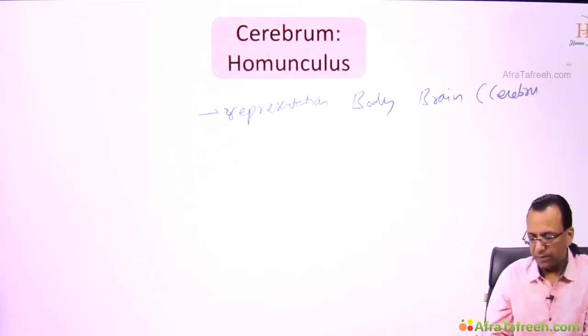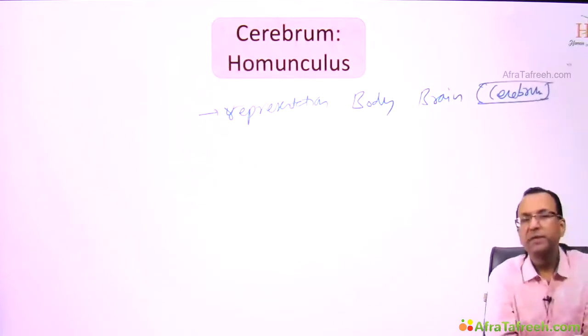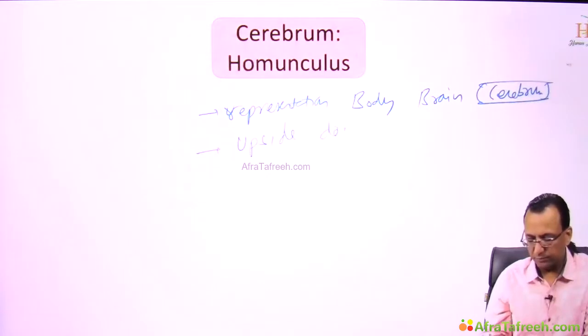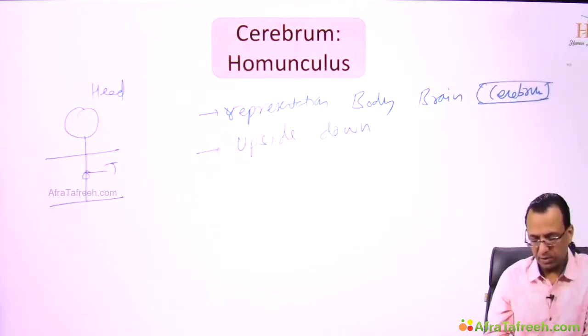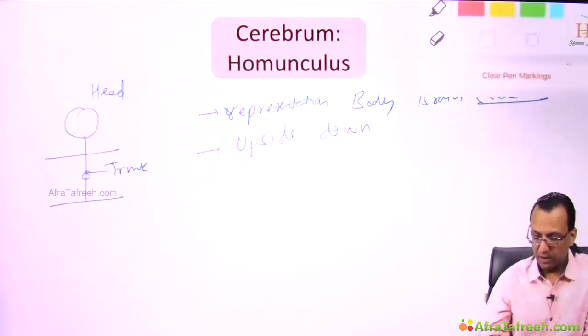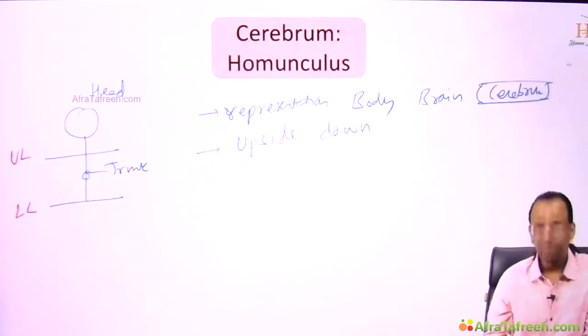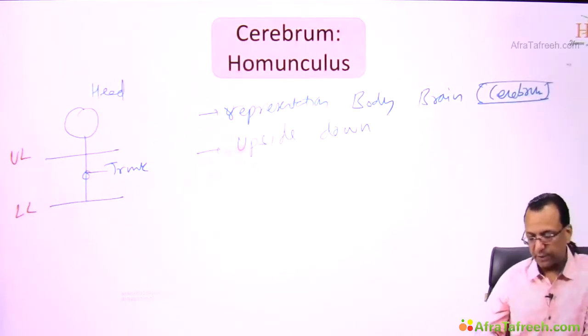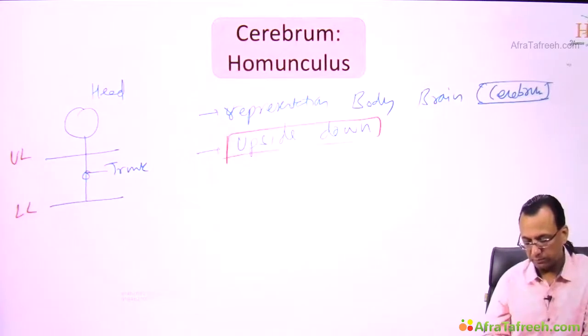So if you are representing the body on the cerebrum, it is actually upside down. What is upside down? See, normally this is the head, and this is the upper limb, lower limb, isn't it? That is the head, this is the trunk, and then you will see this is the upper limb and lower limb. So we have the head, the trunk, the upper limb, the lower limb, but it is upside down on the cerebrum and in an oblique fashion.